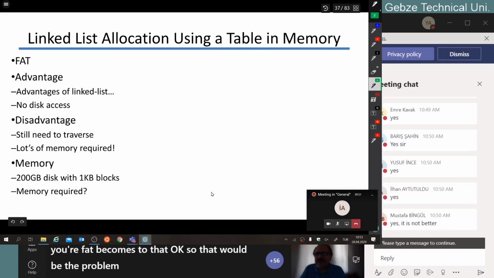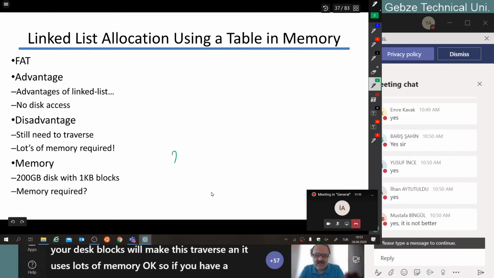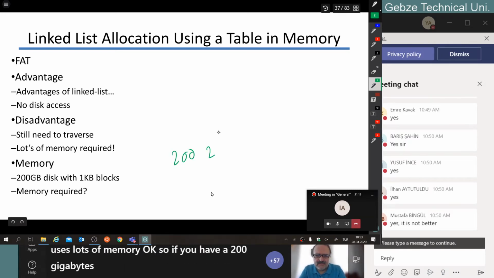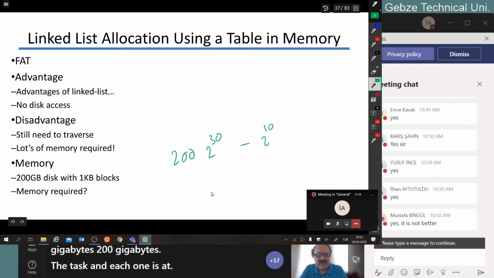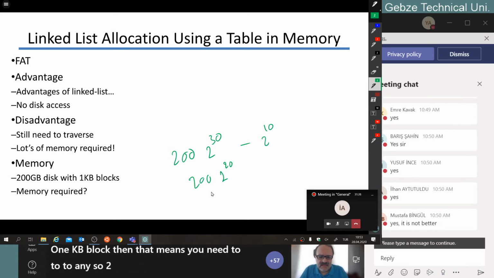Advantages of linked list: no disk access for following the links. Disadvantages: it still needs to traverse, but you don't use your disk blocks to do this traversal, and it uses lots of memory. If you have a 200 gigabyte disk and each block is 1 kilobyte, then you need 2 to the 20 entries, so 200 megabytes of memory space. That's not affordable.